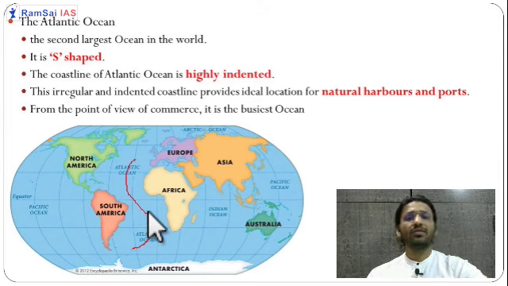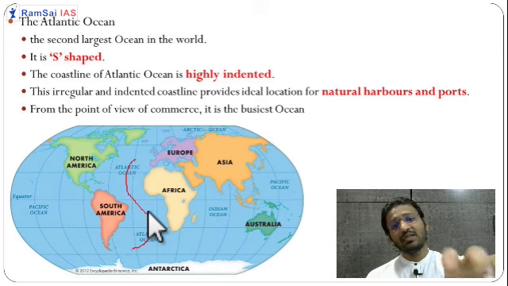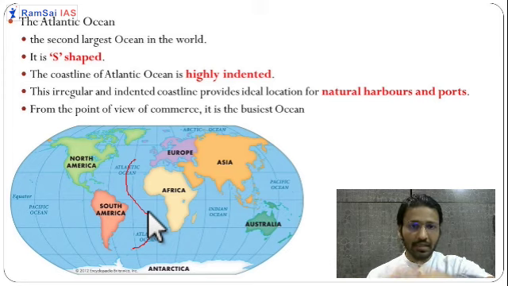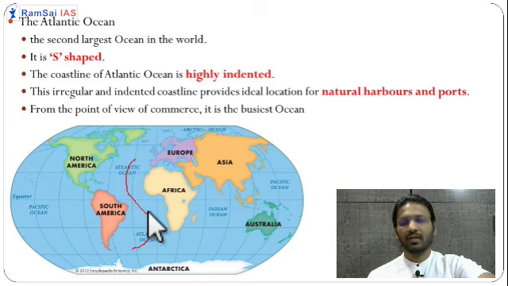Because it is highly irregular and highly indented, it is a very good site for natural harbors and ports. So many important natural harbors and ports are there on the coastline of the Atlantic Ocean. That's why it is one of the busiest coastlines in the world. So many important ports are there on the Atlantic coast.